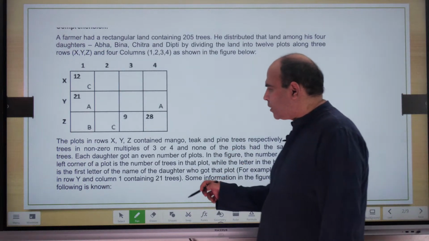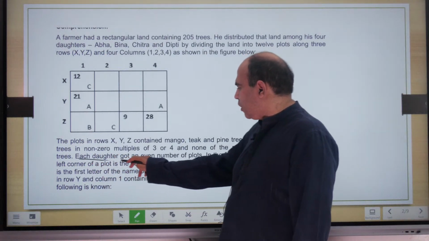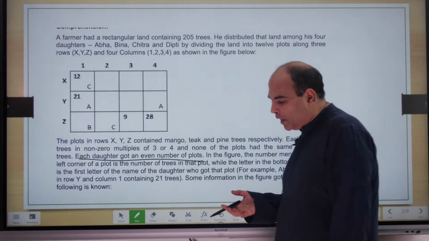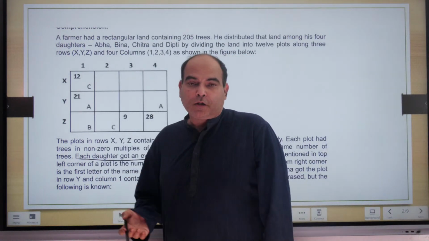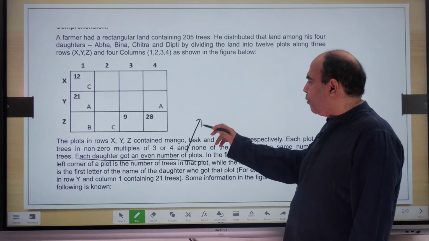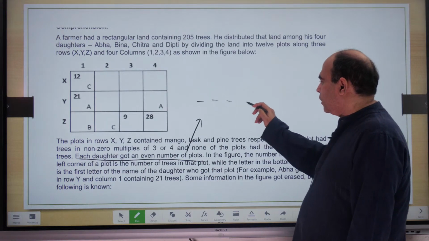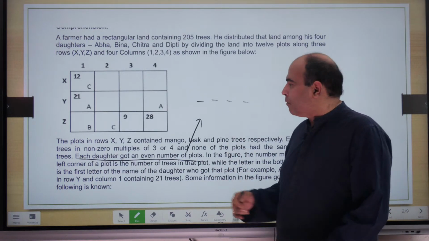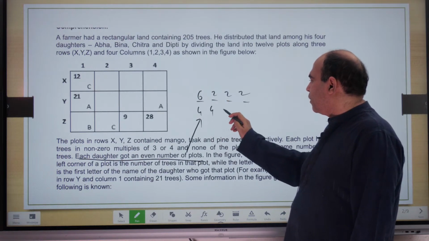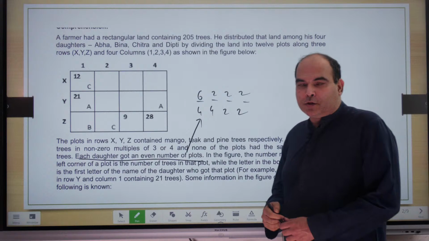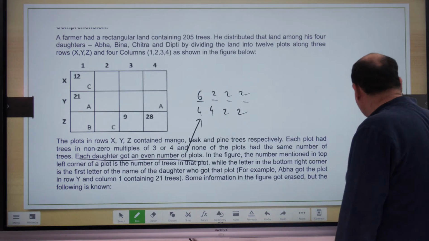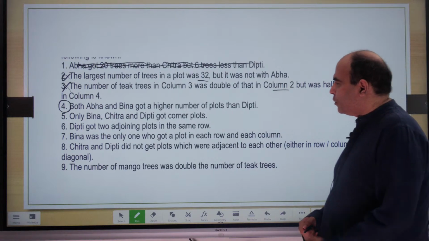One thing I missed from this side is each daughter got an even number of plots. So if each daughter got an even number of plots, you can't have everybody getting 3 plots each. So you know at this point that 12 plots amongst 4 daughters with everybody getting an even number of plots can be 6, 2, 2, 2, or it can be 4, 4, 2, 2. That's the only 2 ways you can do it. 0 is of course not allowed. Everybody gets at least 1 plot, that you'll have to assume.